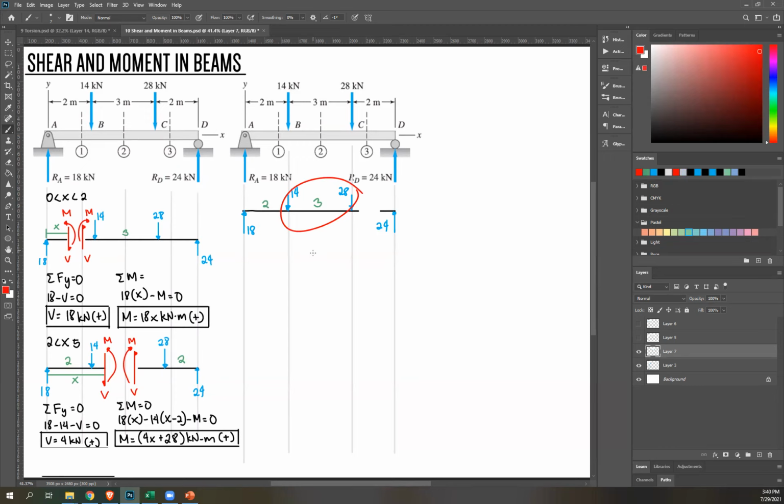So that's going to be greater than 18, right? So therefore, I need an upward reaction to put that into equilibrium. So I'm going to make this upward. And again, that's your V. And then moment. Okay.